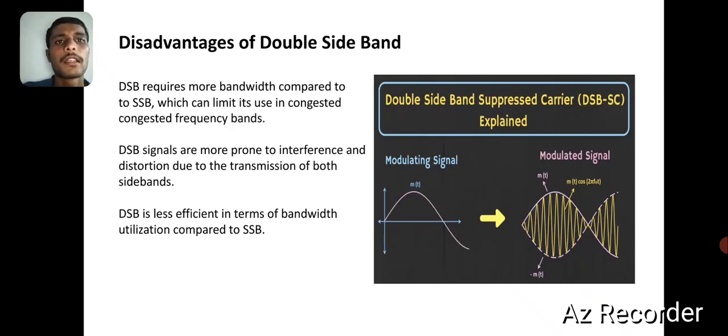Disadvantages of double sideband. DSB requires more bandwidth compared to SSB, which can limit its use in congested frequency bands. DSB signals are more prone to interference and distortion due to transmission of both sidebands. This means DSB is less efficient in terms of bandwidth utilization compared to SSB. Here, double sideband suppressed carrier explained with the modulating signal.